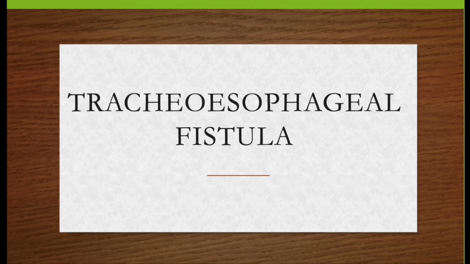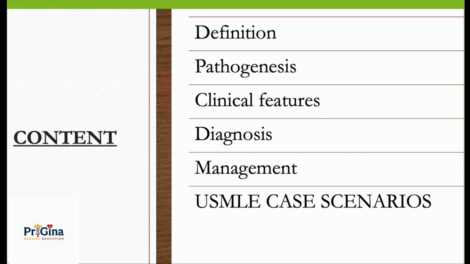So today we are going to start with Tracheoesophageal Fistula, which is a high-yield topic that normally appears on the exam. So our table of contents, we are going to define TEF, and then we will talk about the pathogenesis, clinical features, diagnosis, management, and at the end, we are going to discuss some USMLE case scenarios.